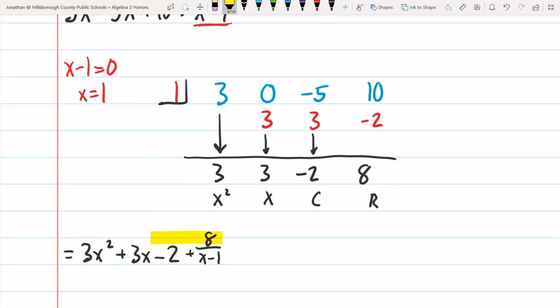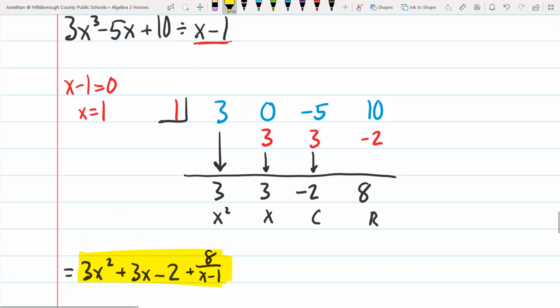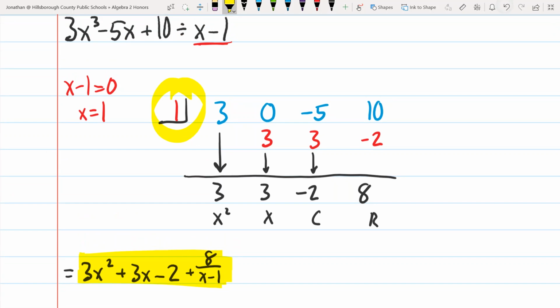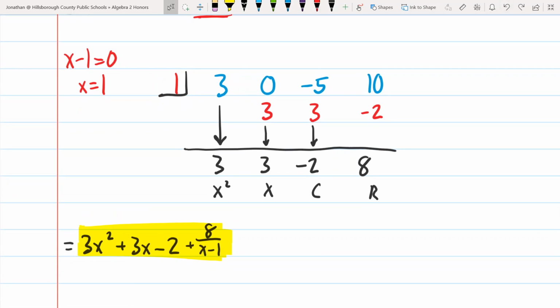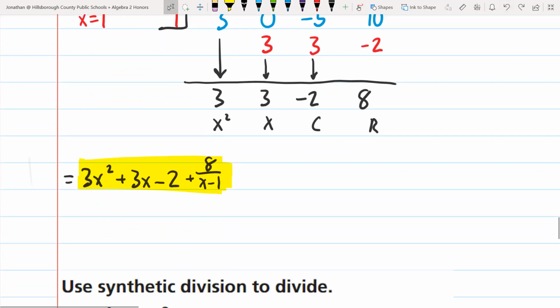And that is synthetic division. You use the coefficients and the 0 of the divisor to print out the coefficients of the answer and then attach your variables. And that's it for me.